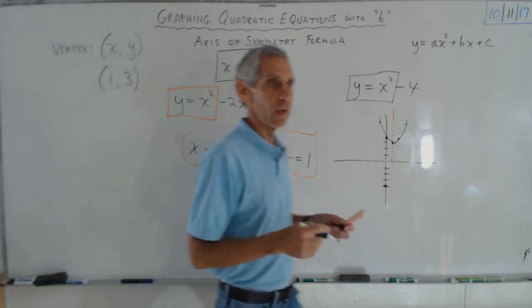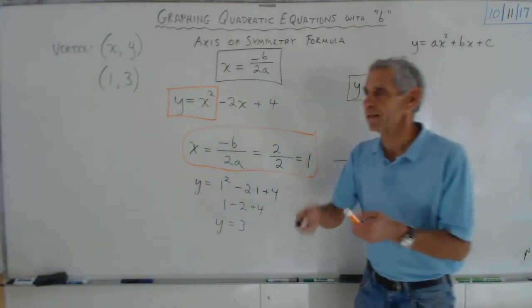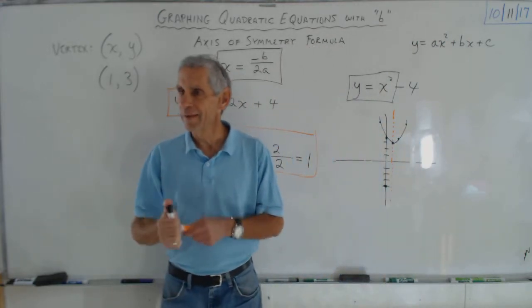X equals negative b over 2a. Say it, say it, say it. X equals negative b over 2a.